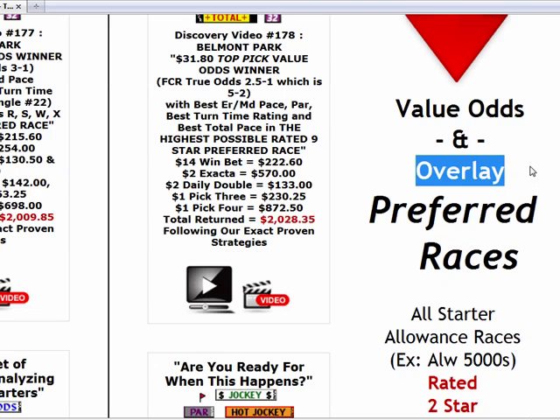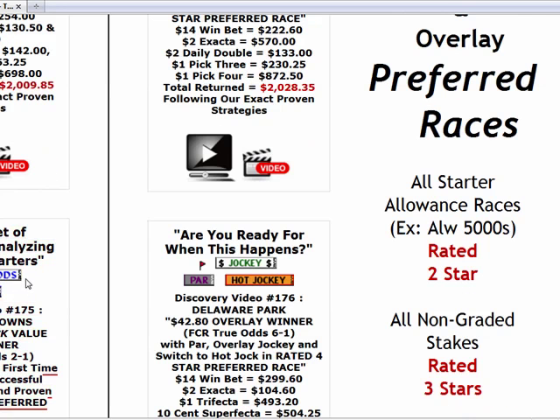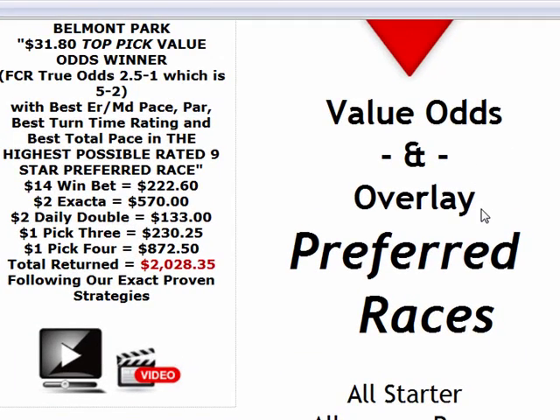Why do you think it says value odds and overlay? Well, a value odds horse is a horse that has that value odds icon. What would be a situation where an overlay would be considered? Well, you've got two situations. A, you're looking at a 5-star preferred race in which there is no value odds horse, which this video is one of those races. Or B, the value odds horse is bet down to 4-1 and there's something else in Group A that looks attractive.